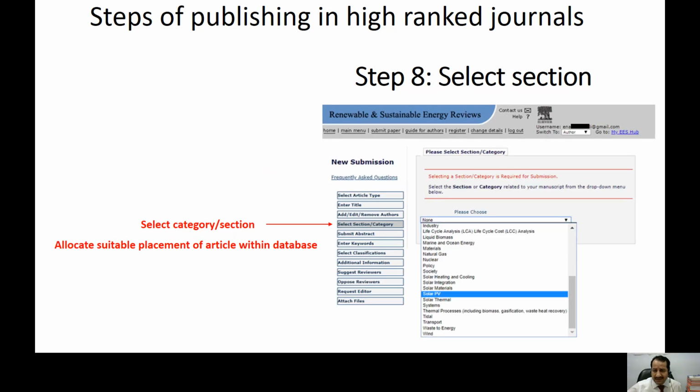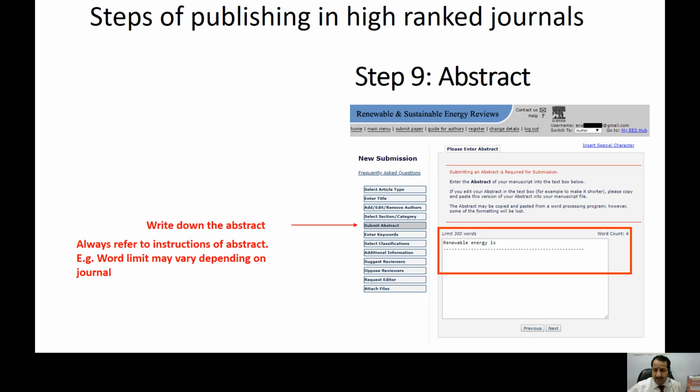Then you go for selecting sections and category. The journal offers here the section and category, which could cover different topics or parts of the journal. Okay, and then submit the abstract, copy paste it sometimes, and then the keywords.